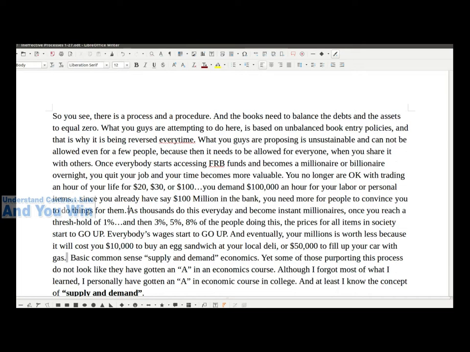You see? As thousands do this every day, and we all become instant millionaires, once like 1% of people do this, then within a few weeks you're going to have 3%, and then 5%, and then 8%, and then eventually 100% of people are going to figure this out and share this with all their family and everybody they know.